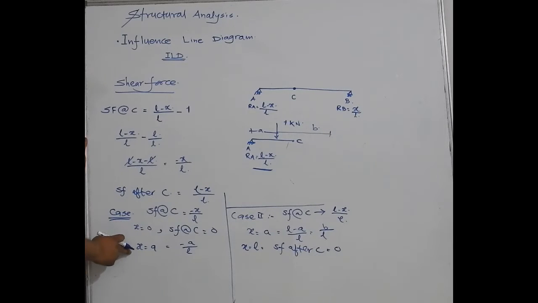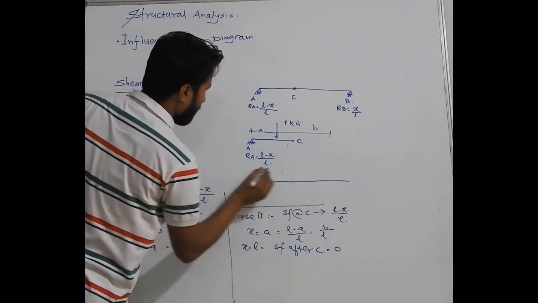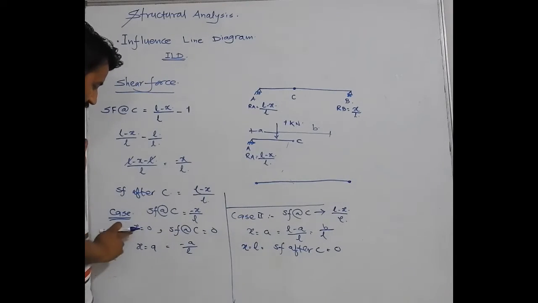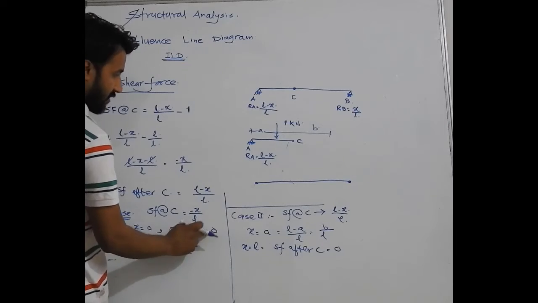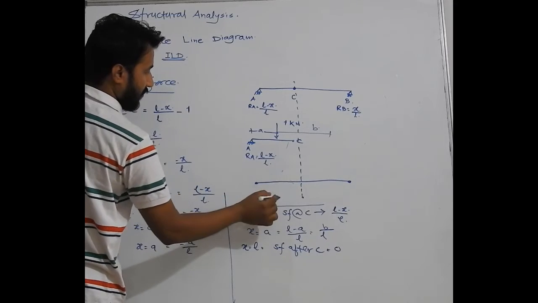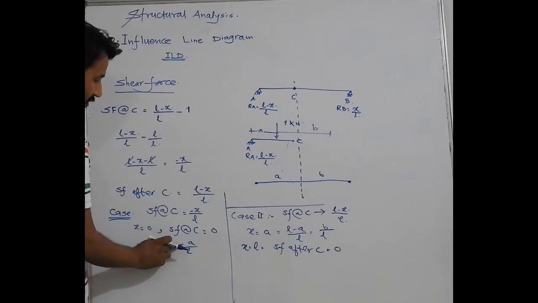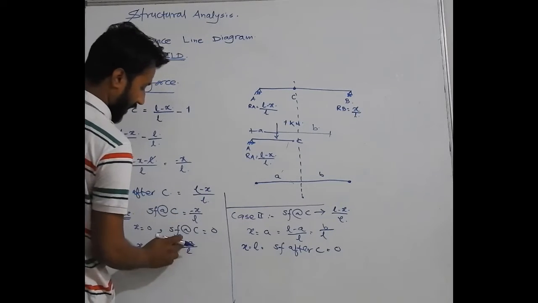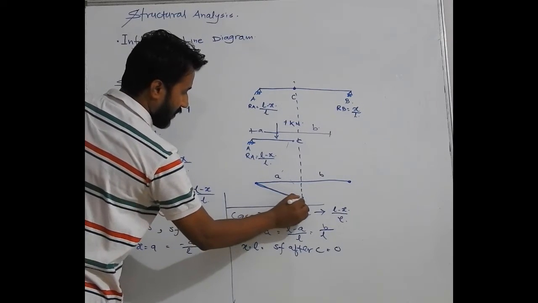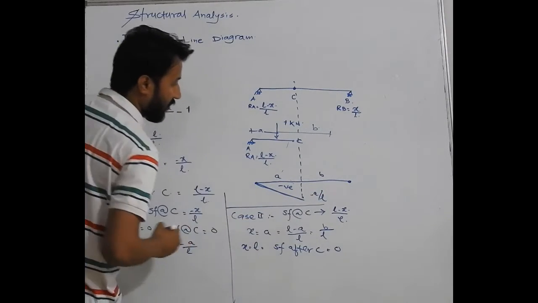So at this point, if you draw the shear force diagram, this is point A, this is point B. At A, X is equal to 0, shear force at C is equal to 0, so we will take this as 0. At section B, X is equal to A, the shear force is minus A by L. Due to this minus sign, we will draw the shear force diagram in the downward direction. So this is negative shear force, and its value is A by L with a minus sign.